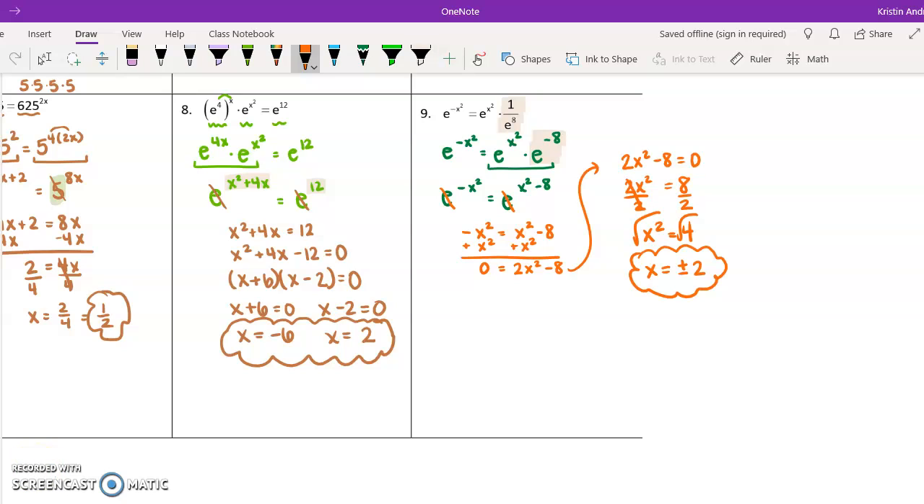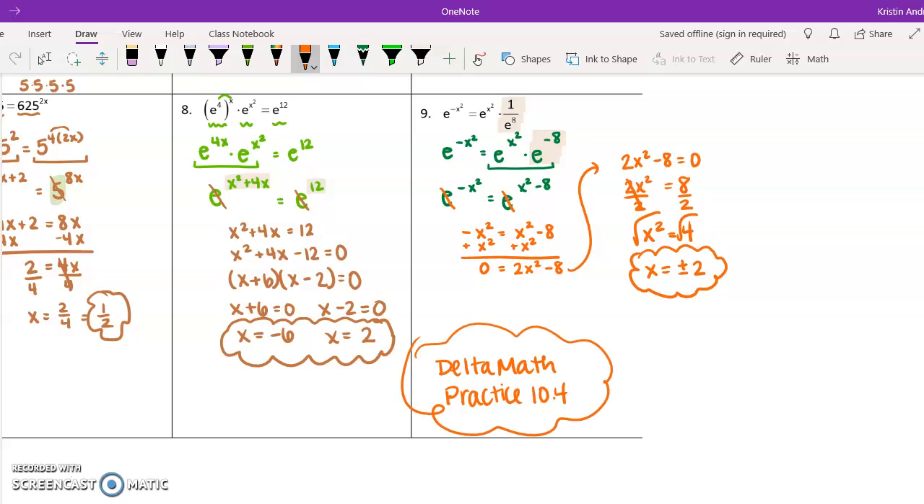So I put up some exponential equations on Delta Math. And I want to say I called it practice 10.4 or something like that. But you guys can go in there and try some of these problems. I put like 10 of them up there for you guys to work on and see if you can get them. Okay, good luck.